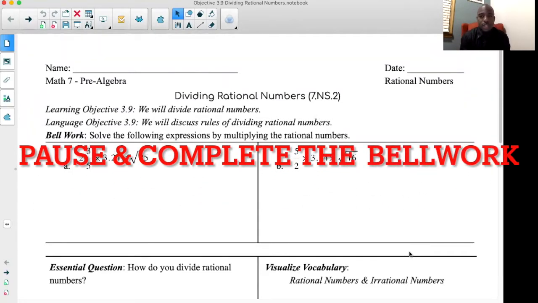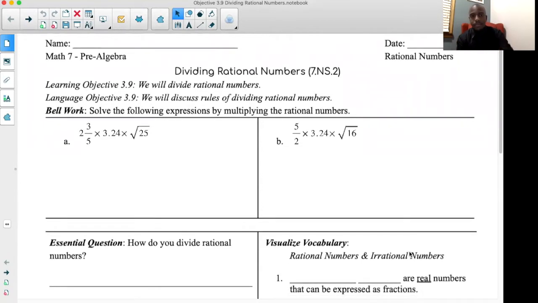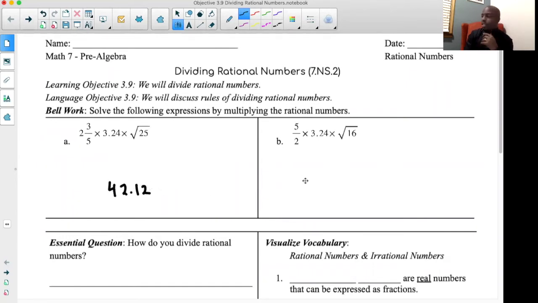Now, as usual, take your seconds, pause the video to look at the bell work, A and B, and see if you can get the right answers. It should be very simple. We'll make sure we type in the ABC button for mixed numbers, and the second X squared button for square roots. What you should get for A is 42.12, whereas for B, you should get 32. These are your two answers that you get when you multiply these rational numbers all across.